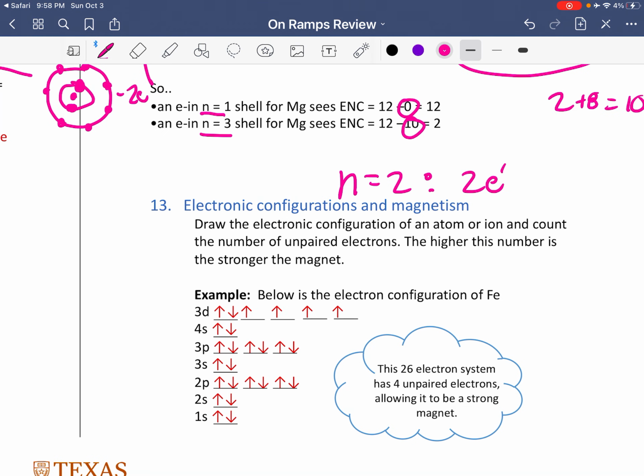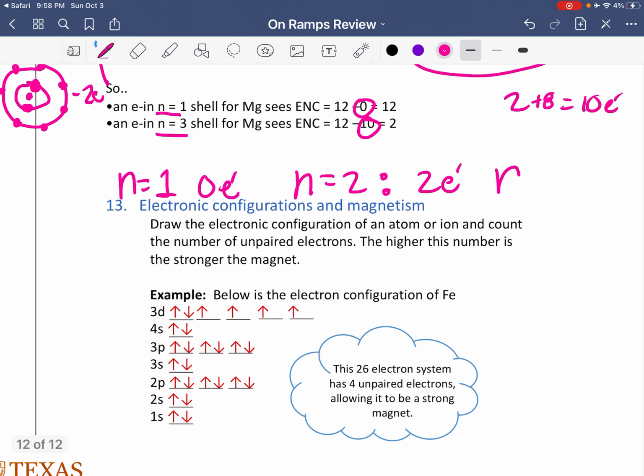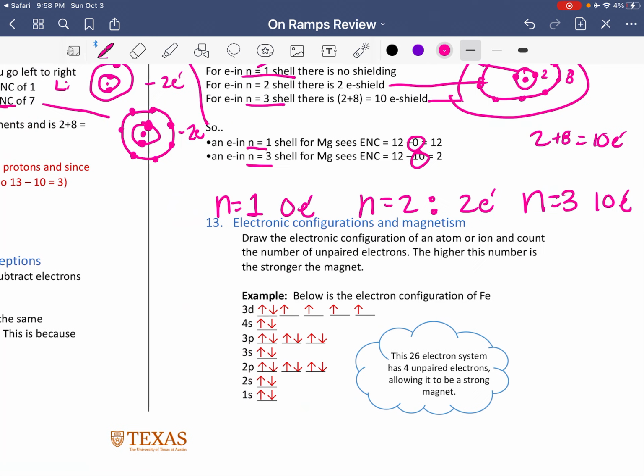So n equals 2 is 2 electrons. N equals 1, 0 electrons shielding. And n equals 3, 10 electrons are shielding. Okay? That is our rule for shielding.